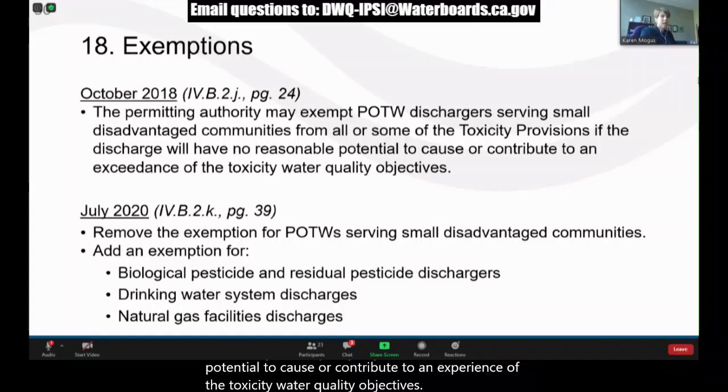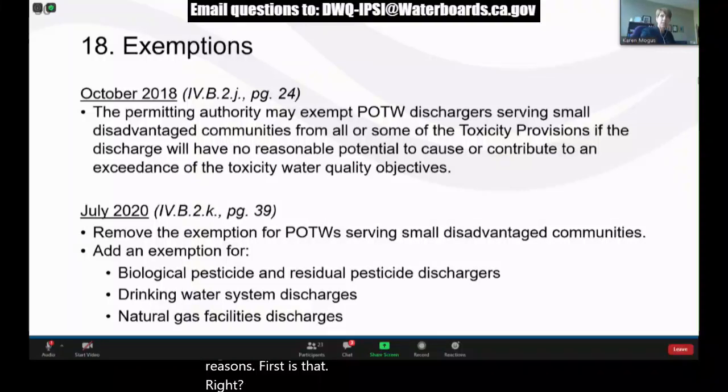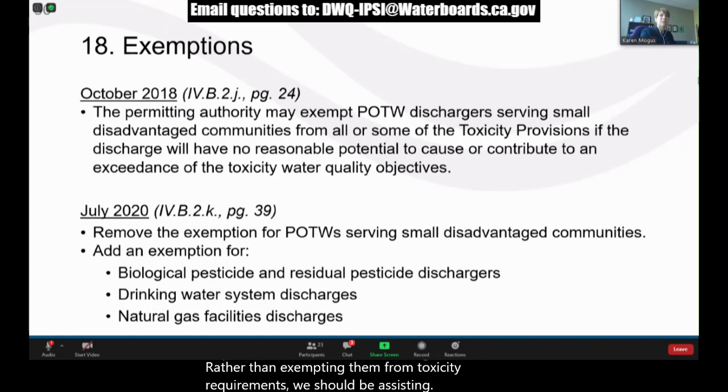We have since, after receiving comments and discussions, removed the exemption for POTW serving small disadvantaged communities for two reasons. First is that rather than exempting them from toxicity requirements, we should be assisting them with getting into compliance with toxicity requirements. And then some of these small disadvantaged communities may be able to be exempted under the insignificant discharge exemption, depending on the quality of their discharge and their circumstances.